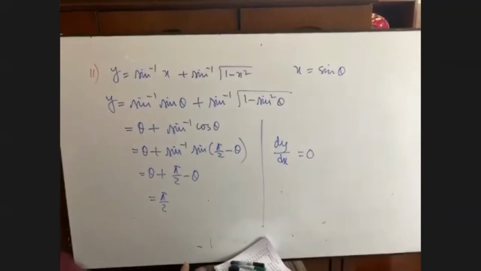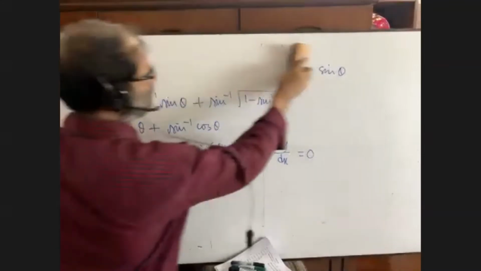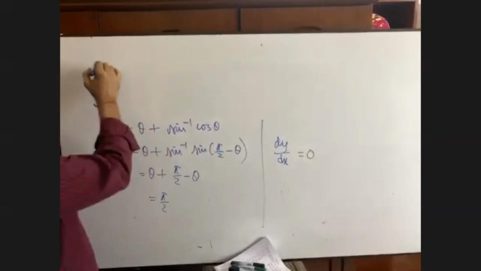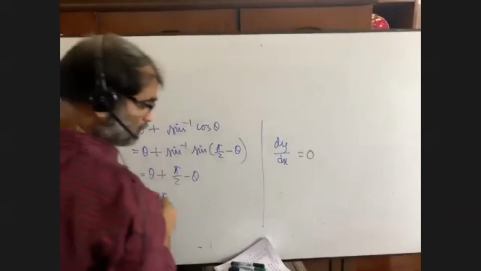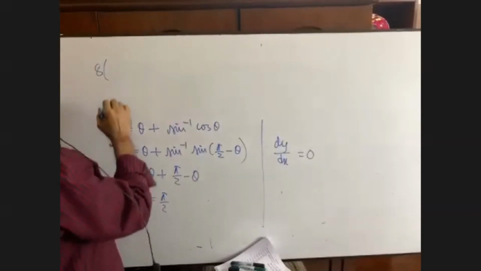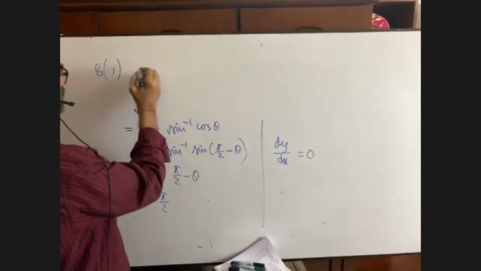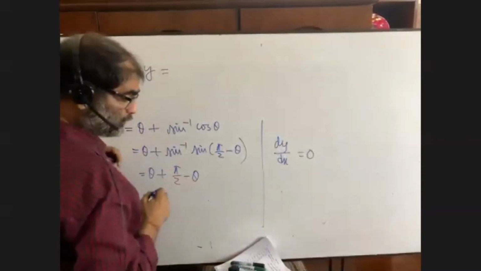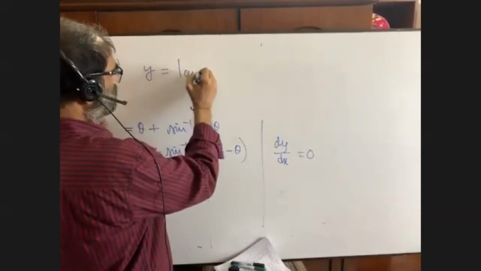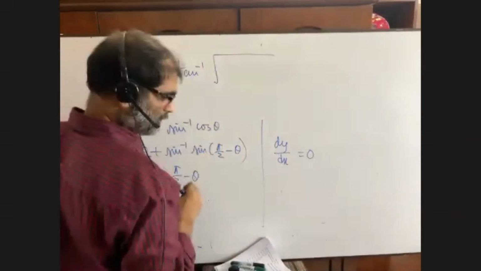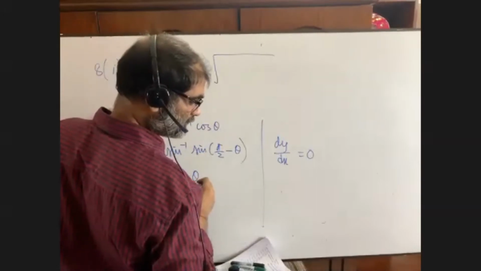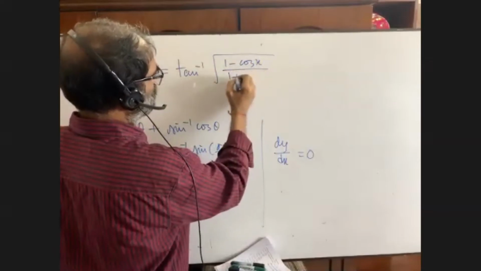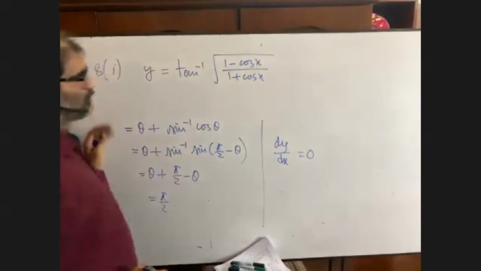Have you got it? All of you. But I have tried to introduce you to different items, but it was vast. Y is equal to tan inverse, the important math, but the easiest one, the most important in this exercise. Square root of 1 minus cos x over 1 plus cos x. Do it. You please do it.